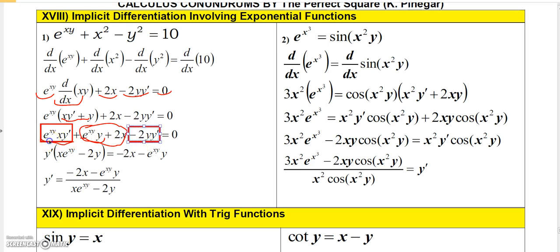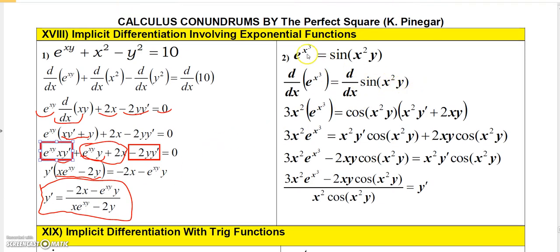If you factor the y prime out of these two terms, it will leave you with x times e to the xy for the first term. And then if you factor the y prime out of the second, it'll leave you with minus 2y. Finally, to isolate y prime, we can divide both sides by this, x e to the xy minus 2y. If we divide this into the right-hand side, that will give me my y prime. So there's my y prime.